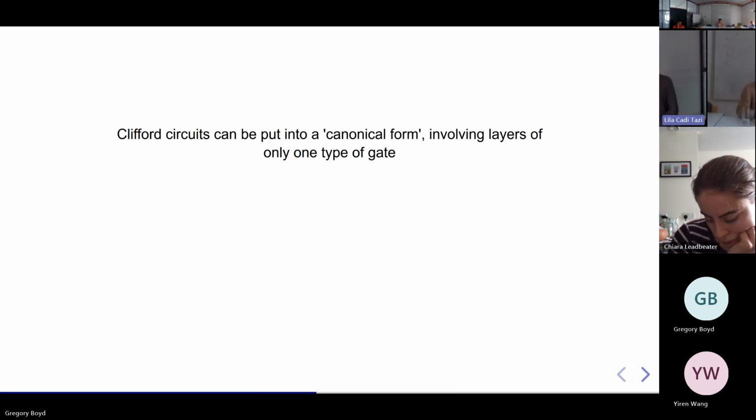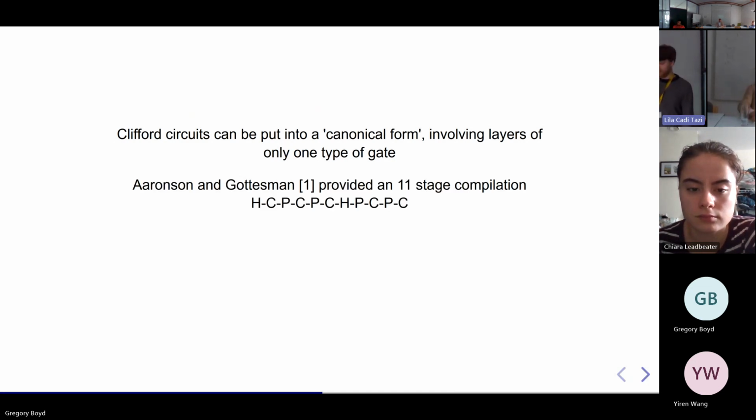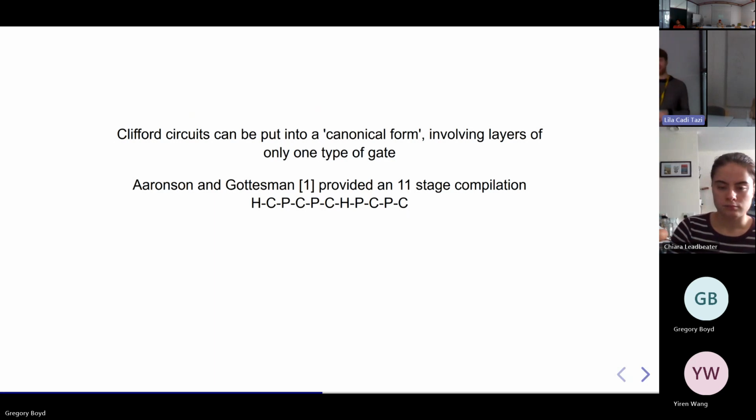So Clifford circuits can be put into a canonical form, which has been known for like 20 years, involving multiple layers, each of which only contains one type of gate. So, for example, in 2004, this compilation was provided. Where H is a layer of only Hadamard gates, P is a layer of only phase gates, which we call, I guess, S gates today. And C is a layer consisting of only CNOTs.